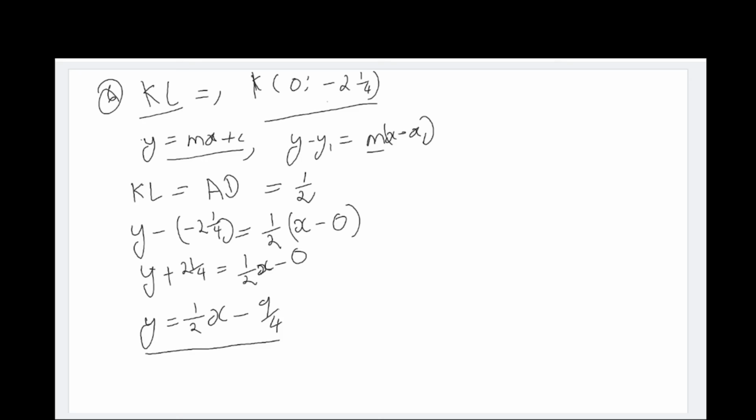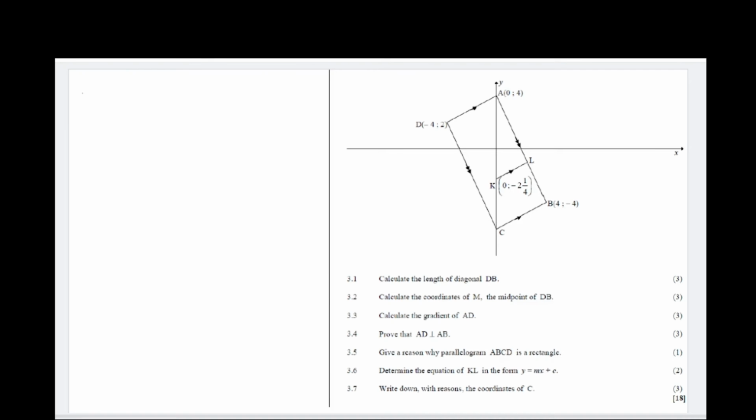In math you must be sure of your answer. You have to be 100% sure. You must be confident with your answer. There's no gut feeling or going with my gut feeling. You must be sure that your answer is correct. So for number 7, they say write down with reasons.